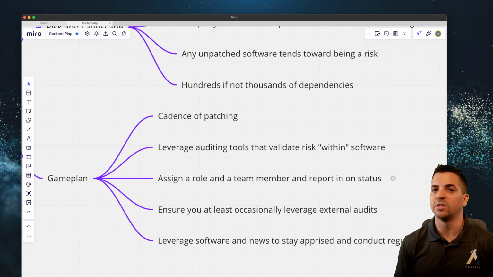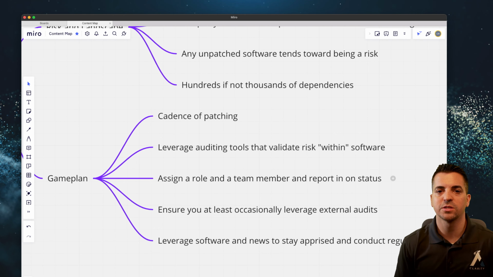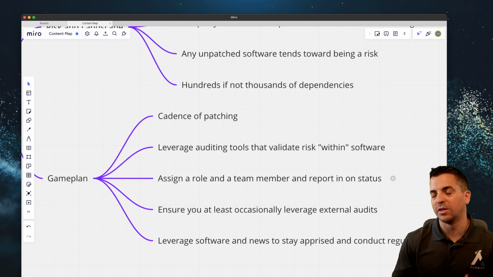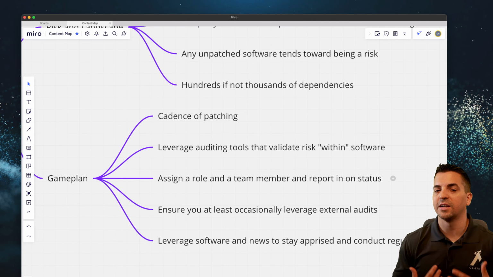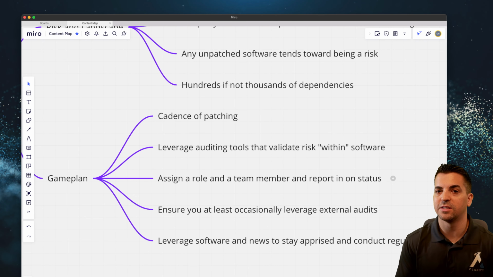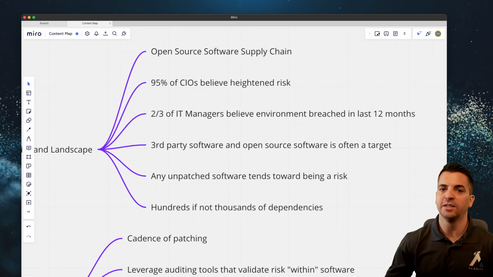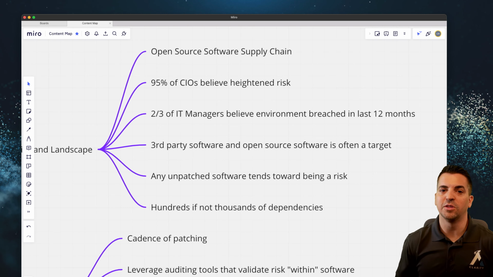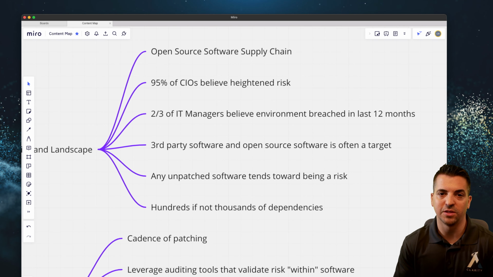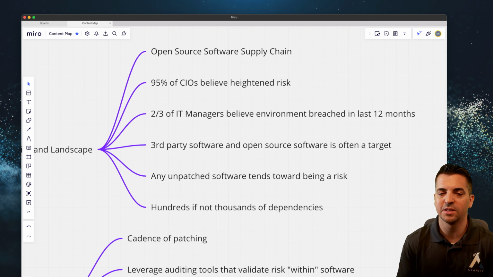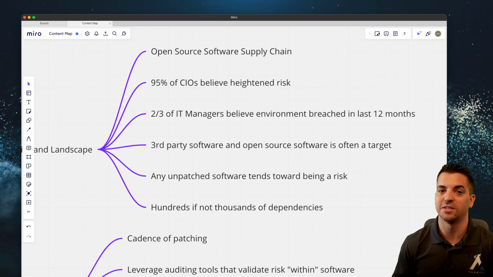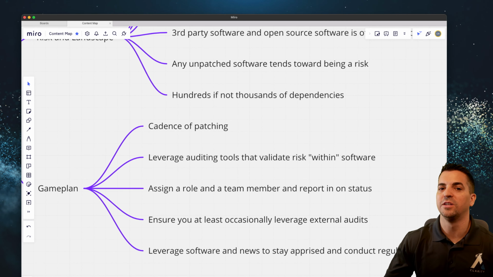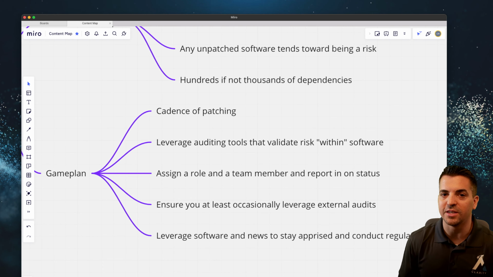Now, this is something that you can delegate. You can work with a software vendor, of course, a hardware vendor, multiple different parties, CISO, etc. But the point is, this is an activity that we strongly recommend considering. Again, go back to this data that 95% of CIOs believe there's a heightened risk. And even though this says two-thirds of IT managers believe their environments have been breached in the last 12 months, I would strongly state that it's probably much higher than that. So think about what your risks are and what the number one issue is with HIPAA that we see all the time.